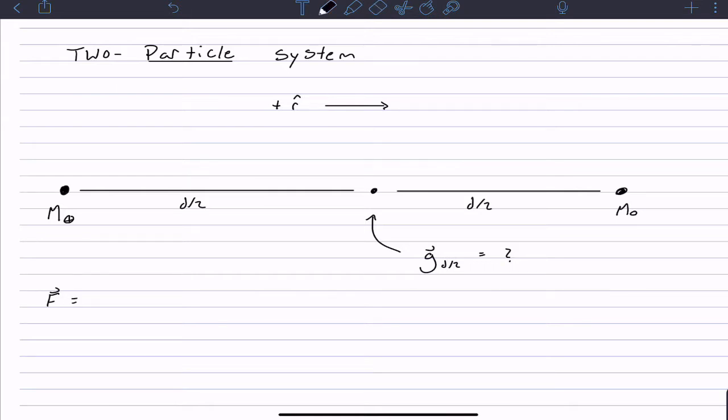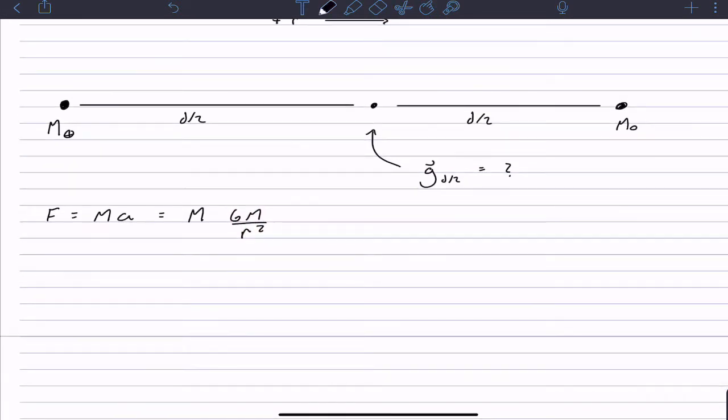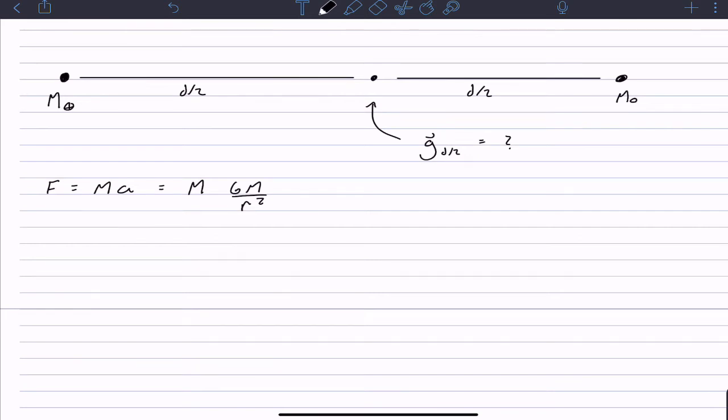Since we want to find g in the middle, let's remember that we have F is equal to ma, which is also equal to, let's just use the magnitude, the gravitational constant times a mass over r squared, where r is the distance between the two objects. And this is our acceleration here.